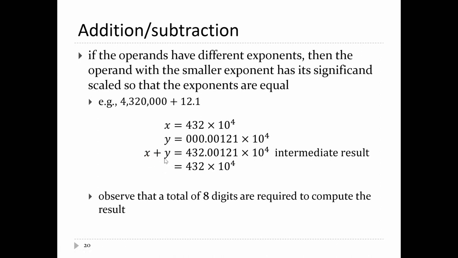Where x and y both have an exact representation in our floating point format. X is 432 times 10 to the 4. Y is 121 times 10 to the minus 1. Those are both valid, values that we can represent exactly in this format. But when you compute x plus y, you end up getting back x. So you have x plus y equals x, where y is not equal to 0, which mathematically doesn't make any sense. But that's one of the consequences of using this representation.